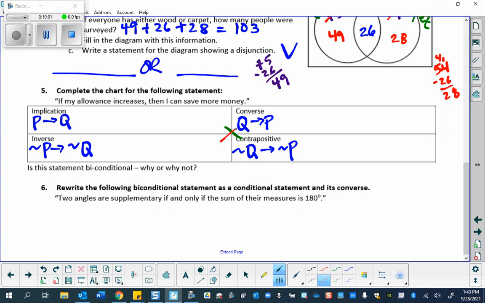We're going to be understanding that that implication is going to be true. If my allowance increases, then I can save more money. Absolutely. The question for you and your partner as you complete these is, can you save more money only if your allowance increases? And that's an interesting conversation. So will you and your partner please fill in these boxes with the words and then decide, is it biconditional? Yes or no? Off you go. Marcus, set, go.